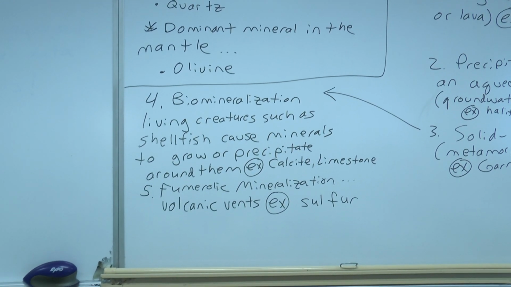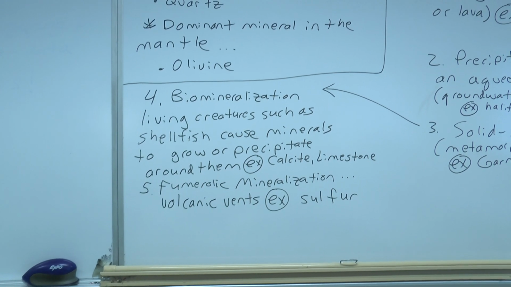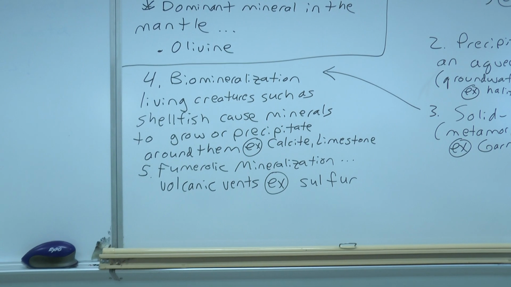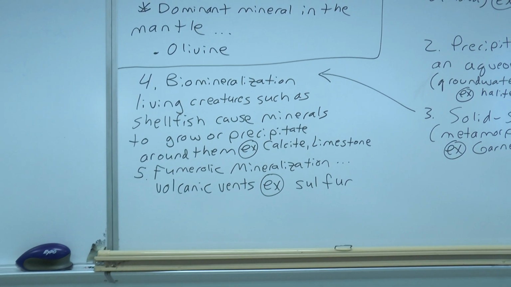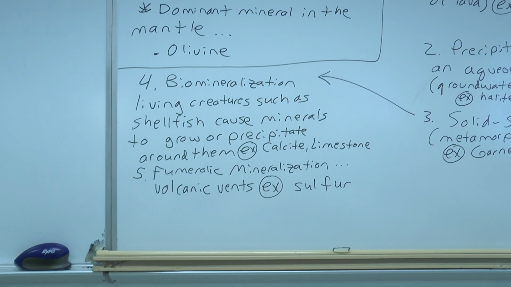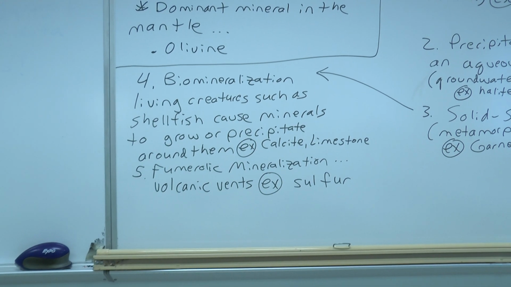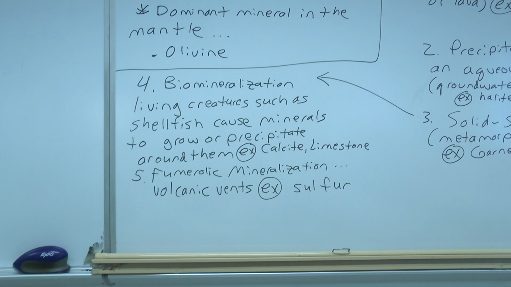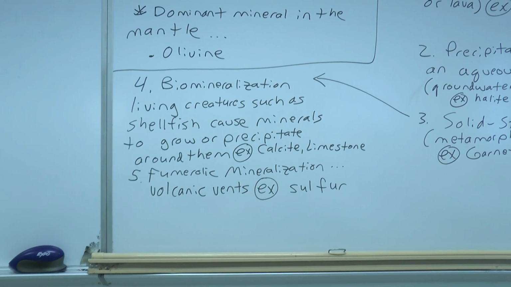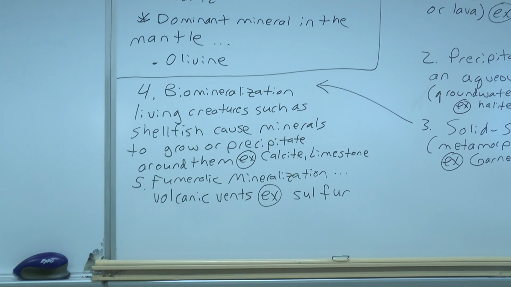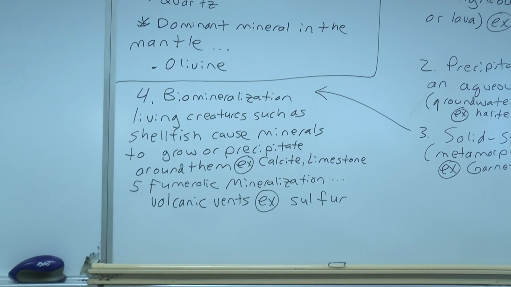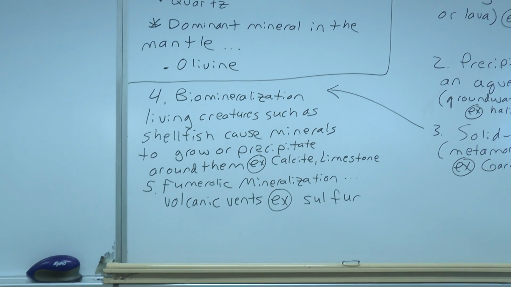Okay, so biomineralization. Again, think oysters and clams are great examples. They take ions from the seawater, calcium, carbon, and oxygen ions from the seawater, and they cause minerals to grow or precipitate around their bodies, making a shell. So, of course, our best example here is the mineral calcite, which is making up our limestones. We will learn more about limestones after the first exam.